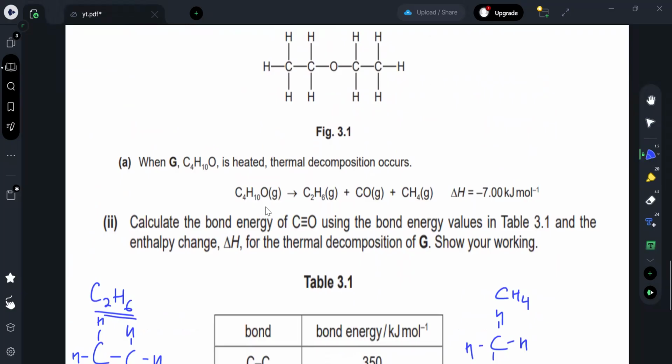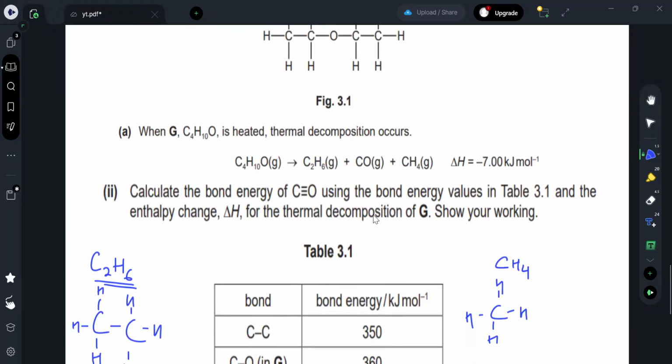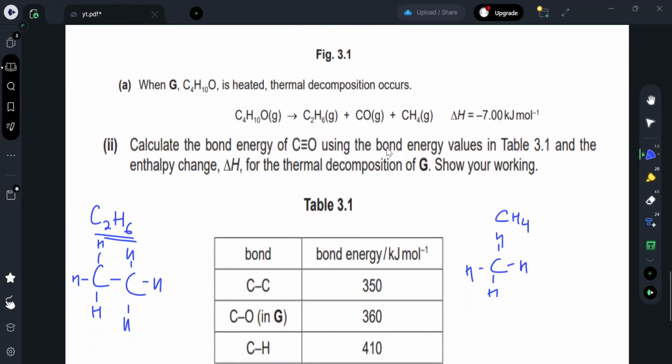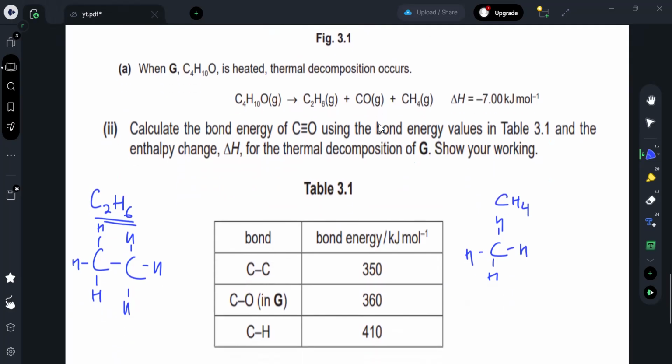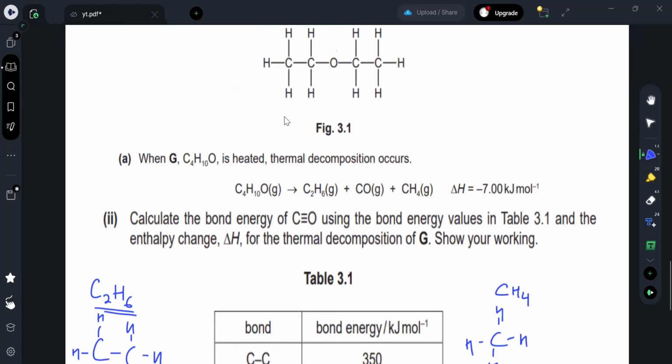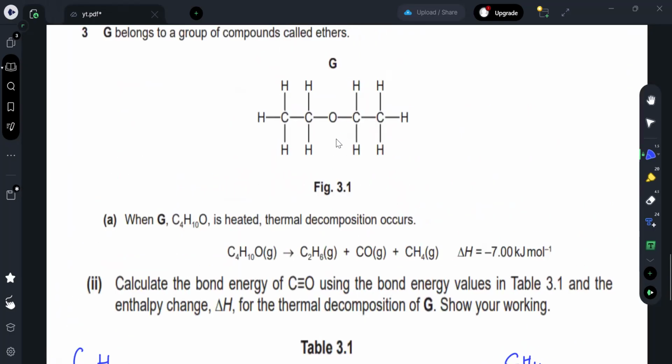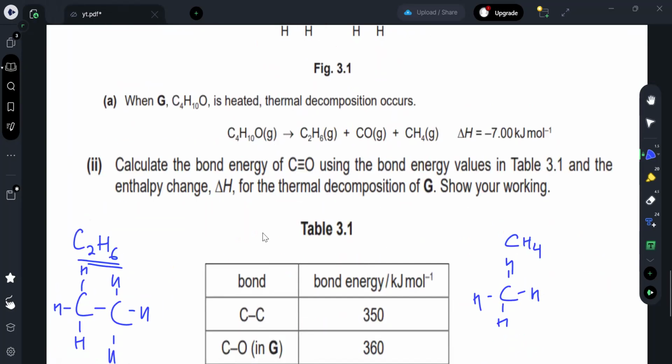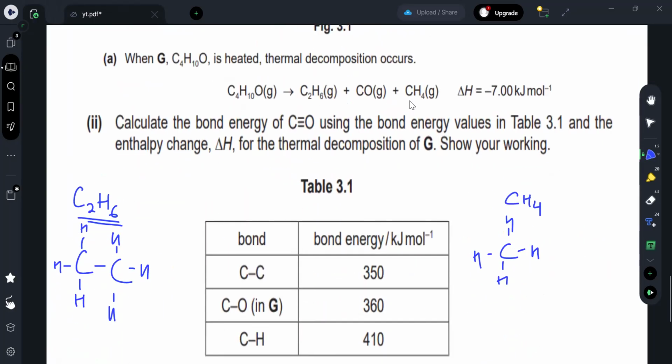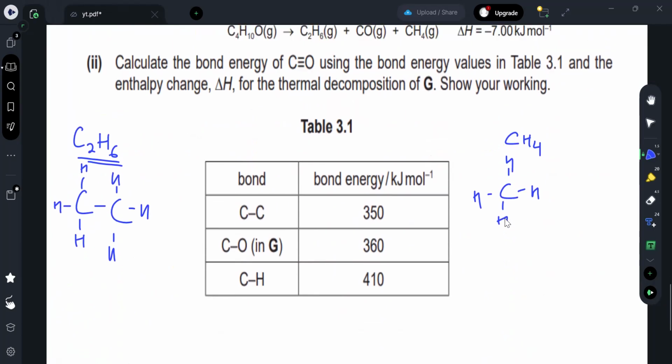So C4H10O will undergo this decomposition reaction and form all of this. You see it's going to form C2H6, CO, and CH4. We are already given the displayed structure of this. I drew C2H6 over here and CH4 over here. So let's start. I'm going to copy down the equation.